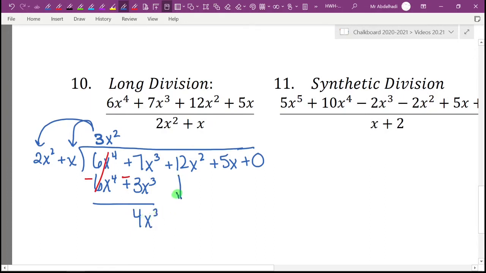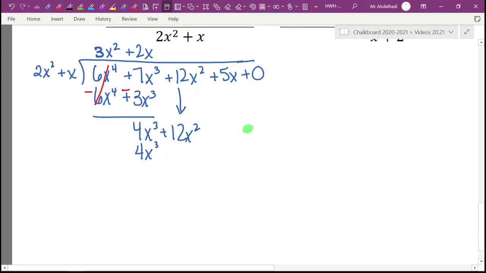Once you do that, bring down your next term, which is positive 12x squared, and start the process over again. What would you multiply by 2x squared to get 4x cubed? 2x. 2x times 2x squared is 4x cubed. Okay, let's just move this up a little bit. And 2x times x is 2x squared. Flip the signs, the positives become negatives or vice versa. All right, and now what we have here is these cancel out. And 12x squared minus 2x squared is 10x squared.